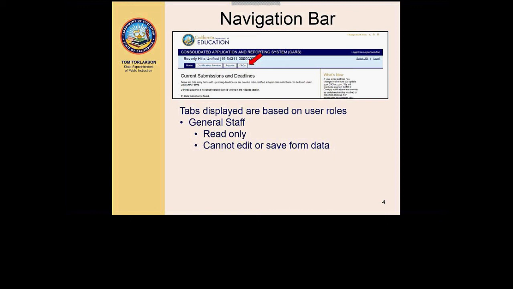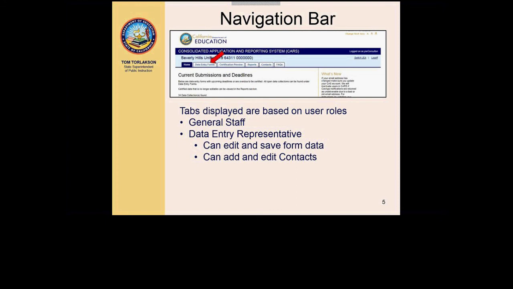The tabs displayed on the navigation bar are dependent on the roles assigned to the user. The default role for all users is General Staff. The only tabs displayed for a General Staff user are Home, Certification Preview, Reports, and FAQs. These four tabs will display to all users regardless of the roles assigned to them. If additional roles are assigned, additional tabs will display.